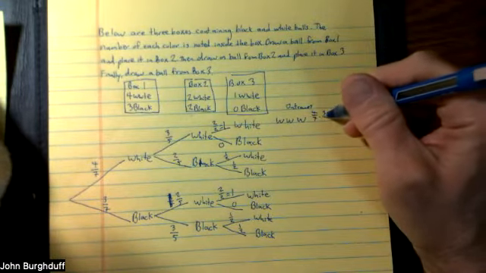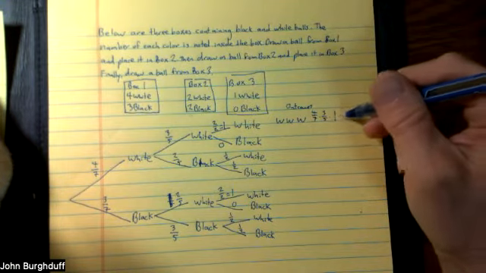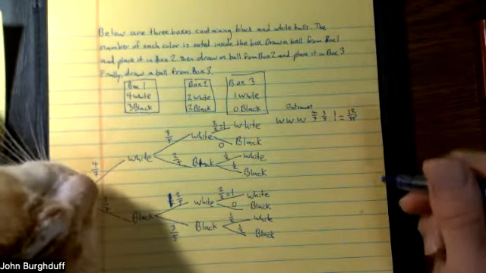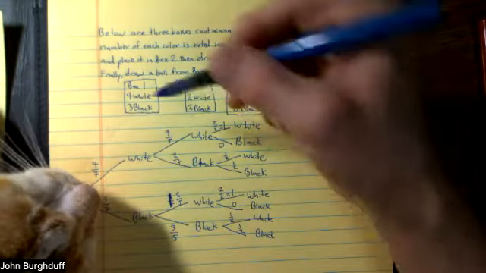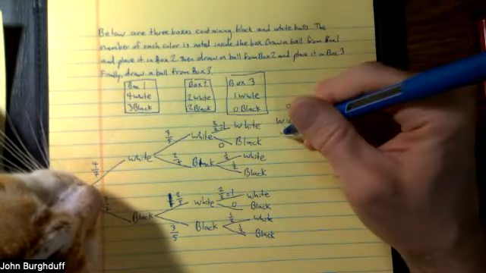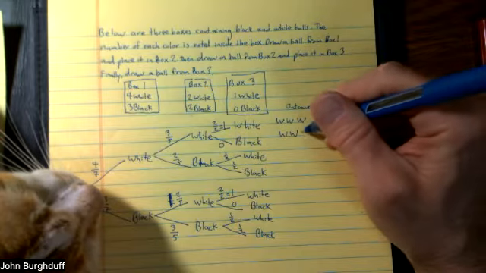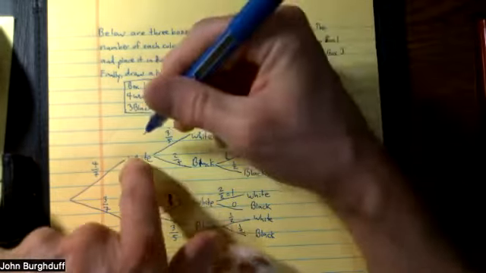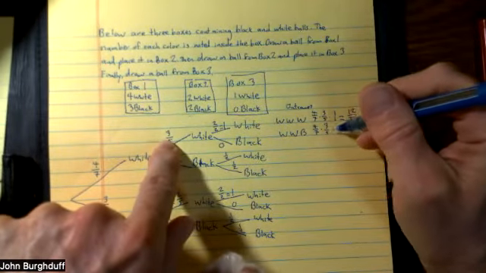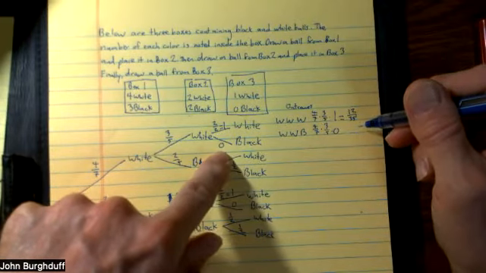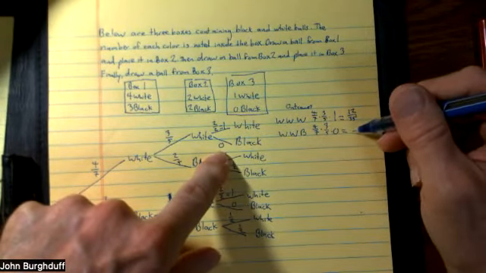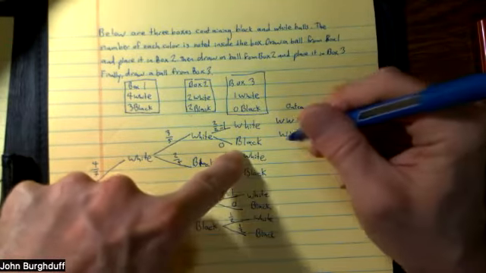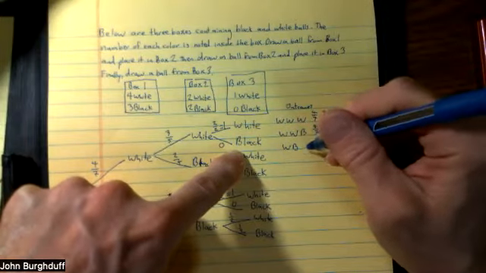4/7 times 3/5 times 1. Multiply the three fractions together, it gives you 12 over 35. Hope that makes sense. This branch of the tree gives me another outcome, white followed by black. That probability is 4/7 times 3/5 times 0, because there are no black balls in that last draw, and therefore that probability is 0.